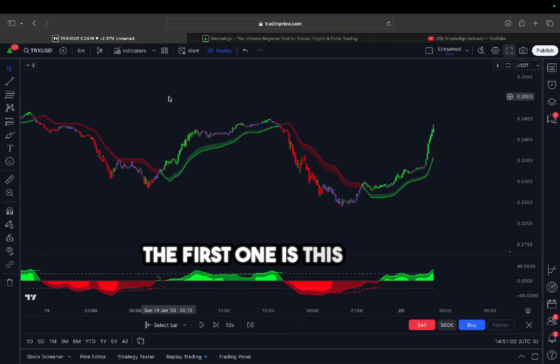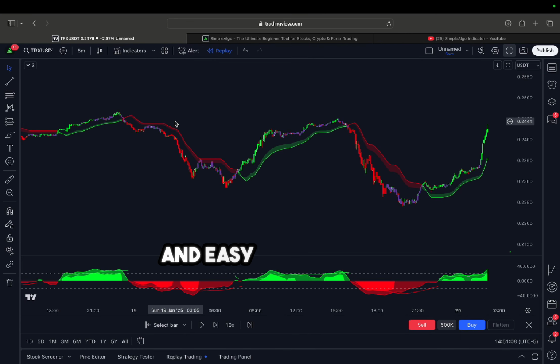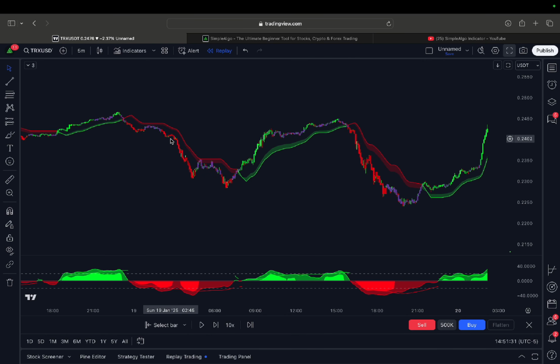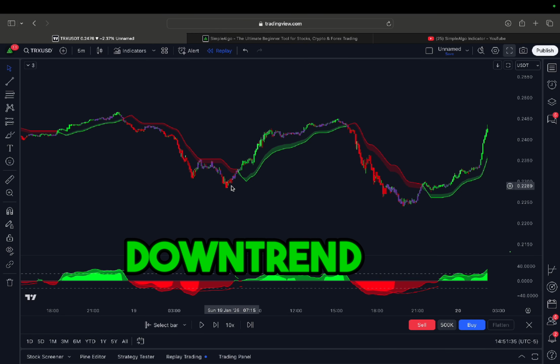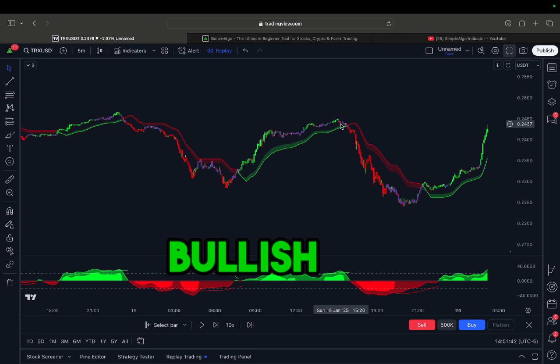The first one is this trend trail, and this one is pretty self-explanatory and easy to use actually. When candlesticks are trading below a red trend trail, that means you are in a bearish downtrend. And when candlesticks are trading above a green rising trend trail, then you are in a bullish uptrend.